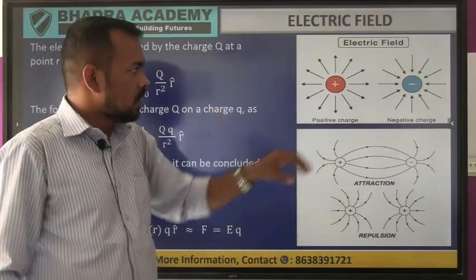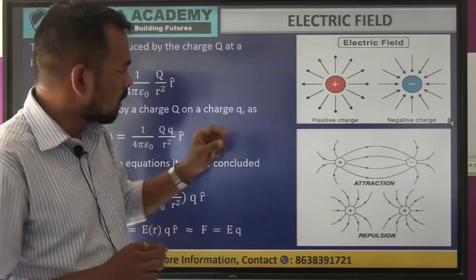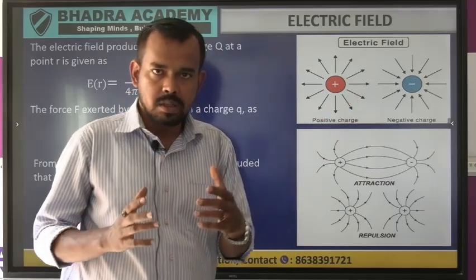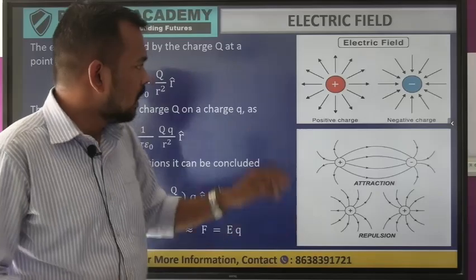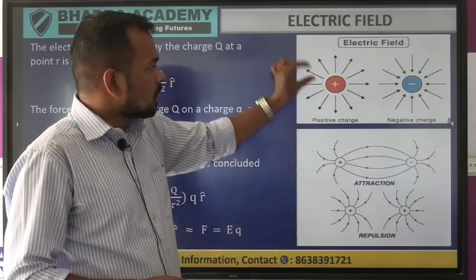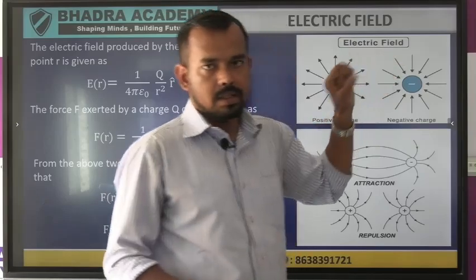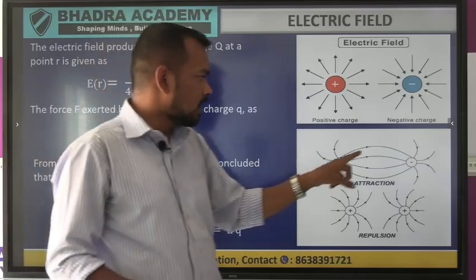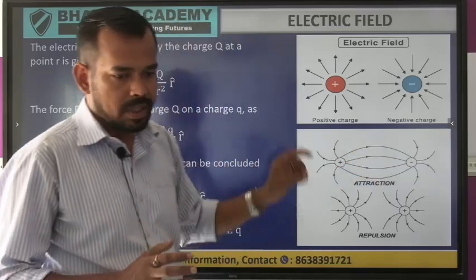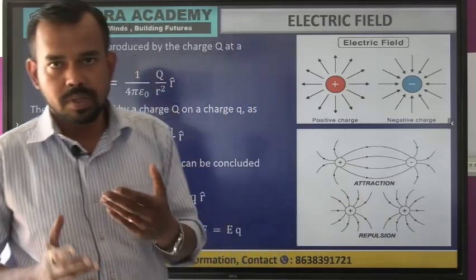In electric field, first of all, we must see that there are two kinds of charges, that is positive and negative charges. The positive charges emit the electric field lines and the negative charges attract the electric field lines. Secondly, if there are opposite polarity charges, they will have a force of attraction. If they are same polarity charges, they will have a force of repulsion.